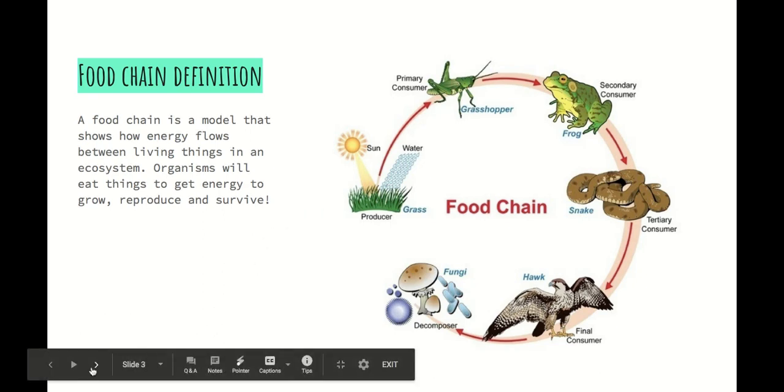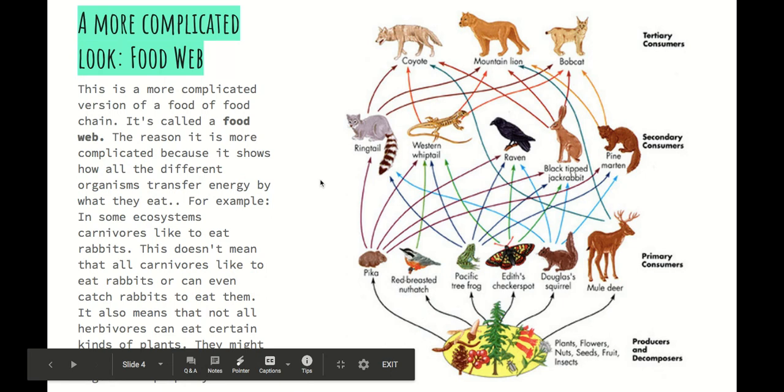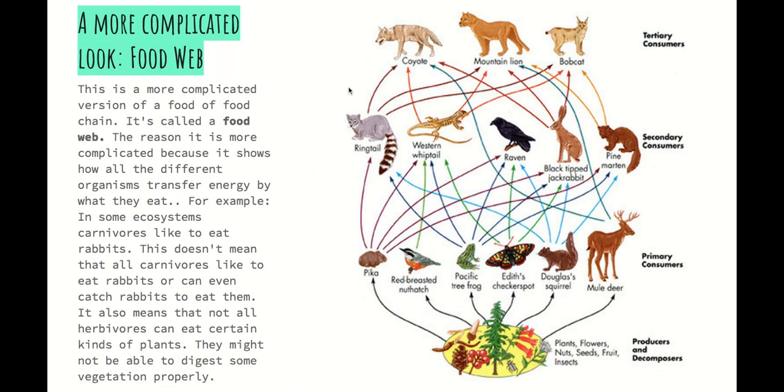A more complicated way is called a food web. Now, this is a more complicated version of the food chain. It's called a food web. The reason it is more complicated is because it shows how all the different organisms transfer energy by what they eat.